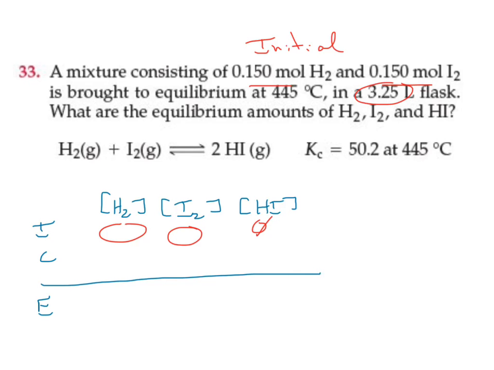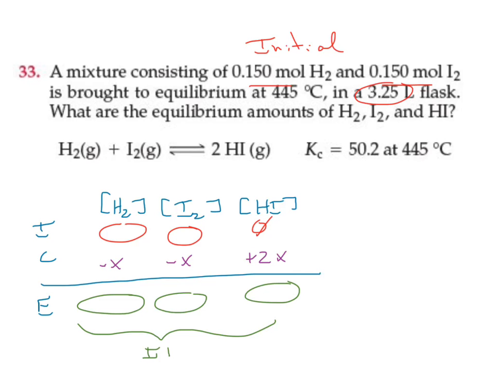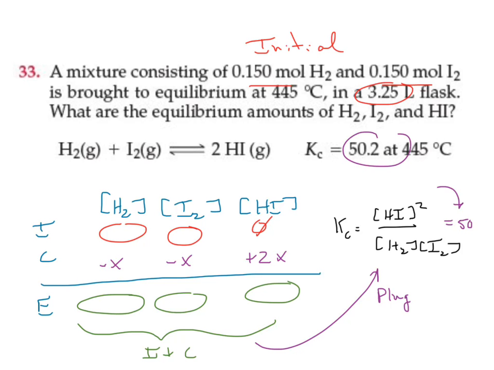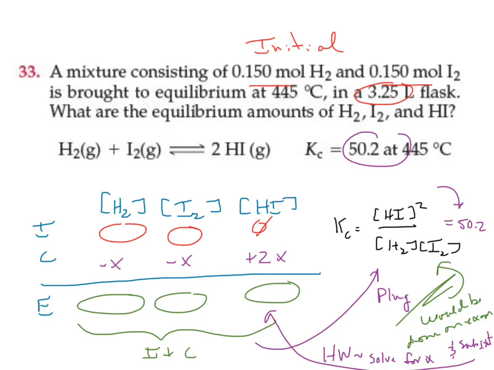So for that reason, we know it's a minus x, plus 2x, because there's a stoichiometric coefficient of 2 in front of the HI. So that's our change. We can go ahead and come up with these green circles. Those are equilibrium concentrations in terms of x. Remember, we'll have real numbers there. Then you take these and substitute them back into your equilibrium constant expression. This in purple just reminds you that the 50.2 was given. That's your Kc.